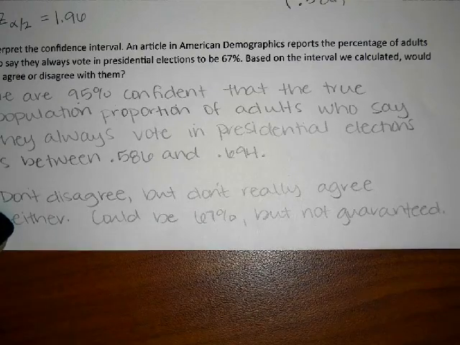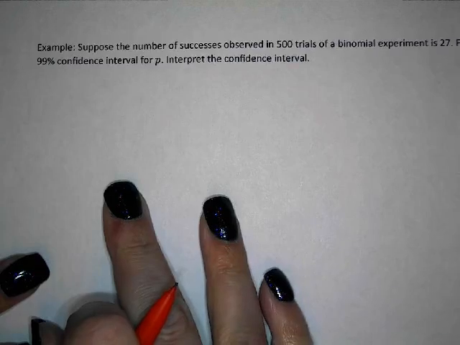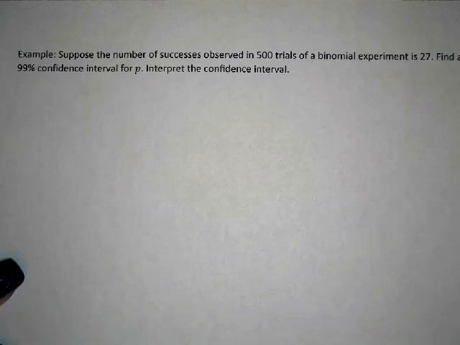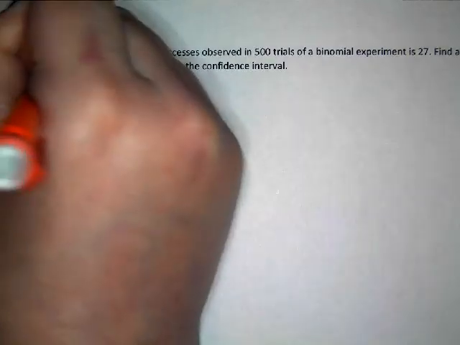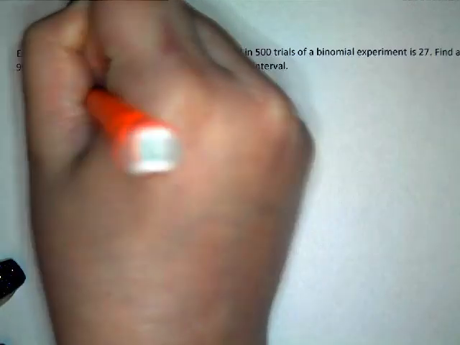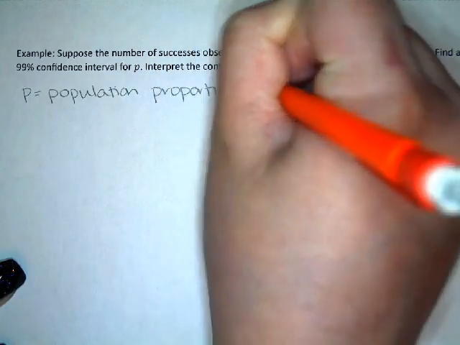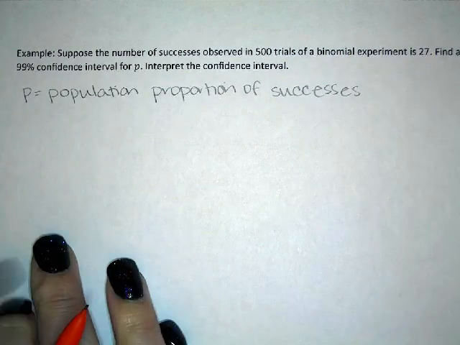Okay, let's try another one. So this one says, suppose the number of successes of something observed in 500 trials of a binomial experiment is 27. Find a 99% confidence interval for P. Interpret the confidence interval. Okay, so P is the population proportion of successes.